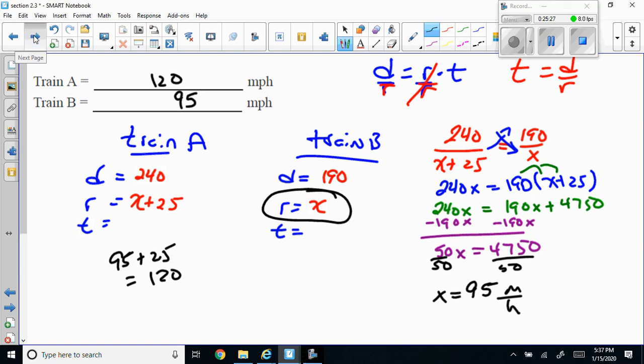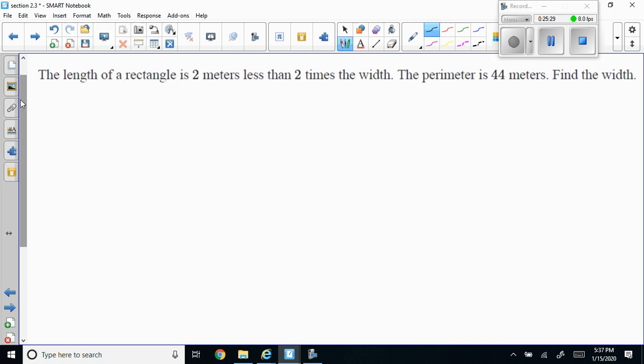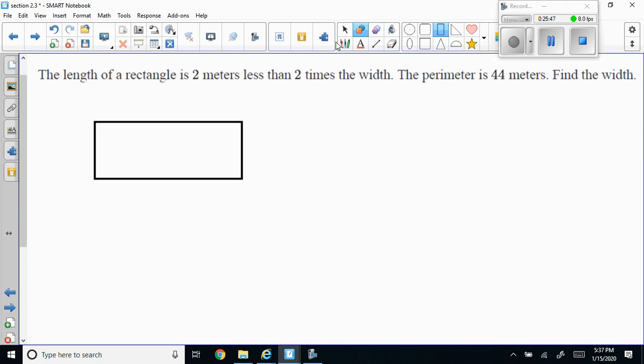All right, let's go to next. On this one, it says the length of a rectangle is 2 meters less than twice the width. The perimeter is 44, find the width. Well, it's better if we draw a rectangle, right? Rectangles, or shapes, are always great when you're drawing things. Label them, all this great stuff, right?